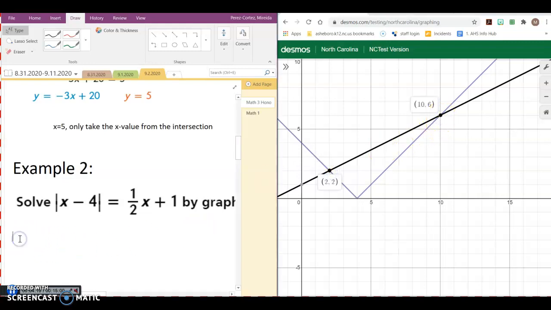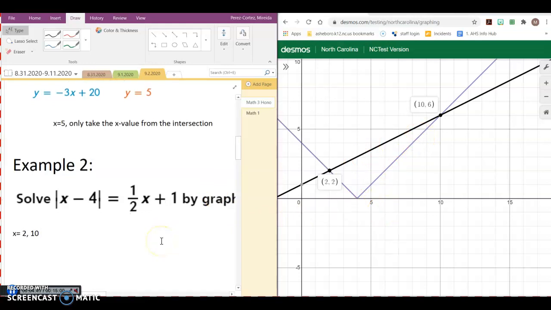So how many solutions do we have? We have 2 solutions. So x equals, the first one is 2. Our first x value is 2. And the second x value is 10. So our solution is 2 and 10. So you can separate it using a comma in the future when you need to type that in. And that's how easy it is to solve an equation using graphing.